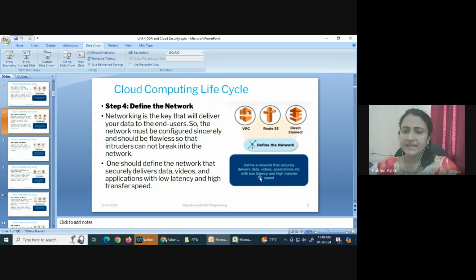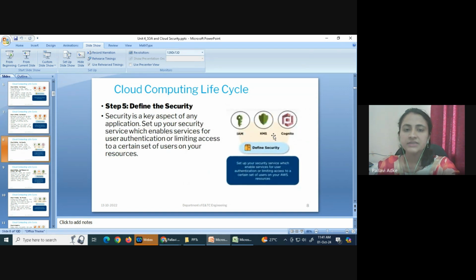And the higher transfer speed: whatever data you are transferring and getting, the transfer speed should be high. According to that we have to define the network. Suppose whatever content you are sending is of high MB or needs high storage, then that network should be stronger. Suppose my files are very small, in KBs or something, then you can use the normal network, that is VPC. But if you want to transfer larger images or larger data sets, then you have to use the more advanced networks, like Route S3 and Direct Connect.